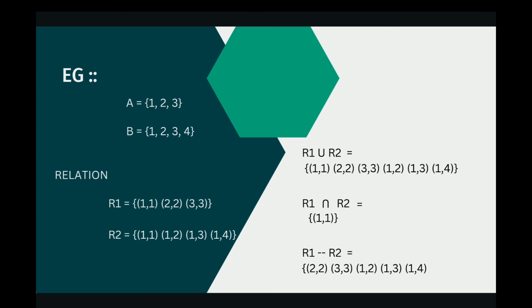If we go for R1 intersection R2, the common element from R1 and R2 is noted, that is (1,1). The other elements like (2,2), (3,3), (1,2), (1,3), and (1,4) are not included. If we go for R1 minus R2, the answer will be (2,2), (3,3). The common element, that is (1,1), is not included.